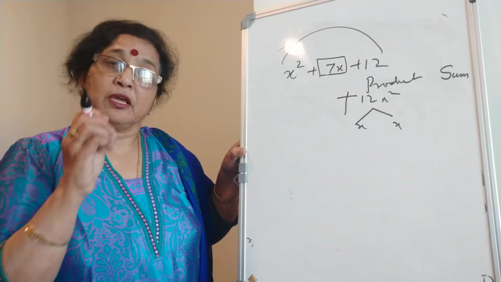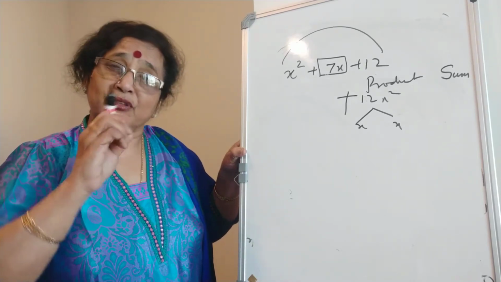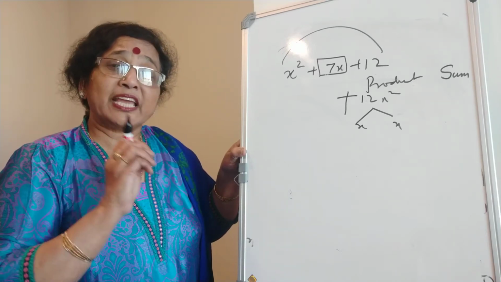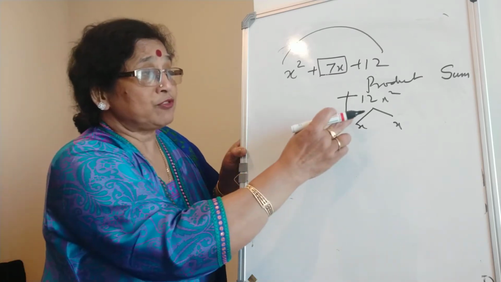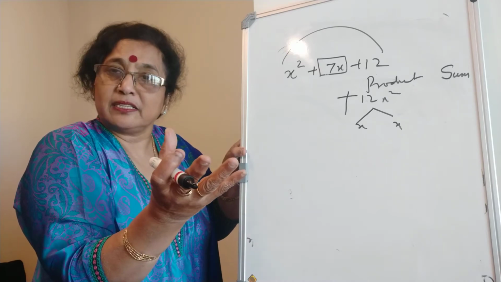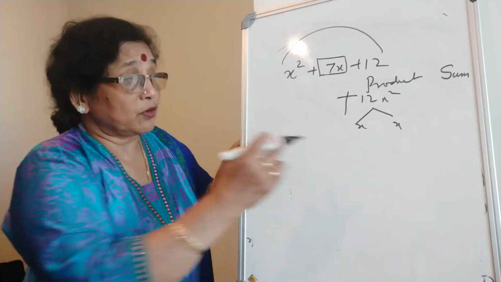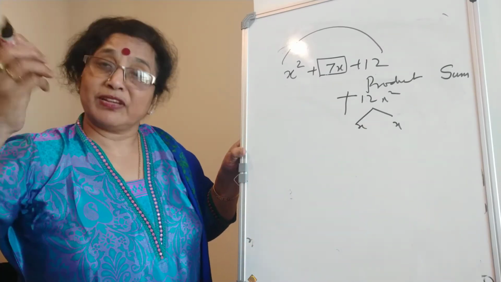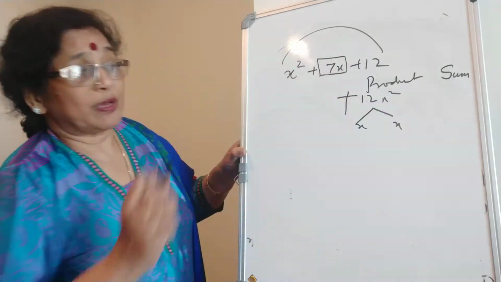Why? Because 4x square into 3 is also 12x square, and 3x square into 4 is also 12x square. But I cannot add them because they are not like terms. Therefore, both have to be like terms, so 12x has to be split into 2 like terms. Both should have x and x, and the coefficients, when added, I should get 7x, or when subtracted I should get 7x, and when multiplied, I should get 12x square.